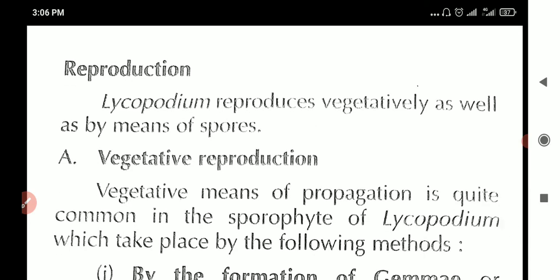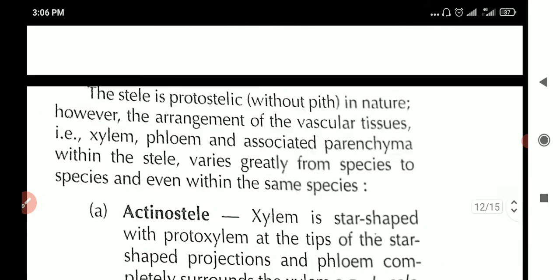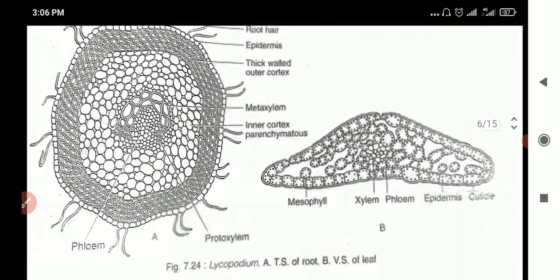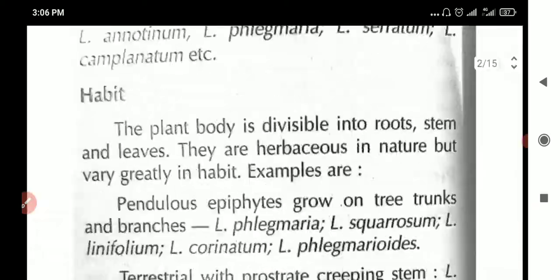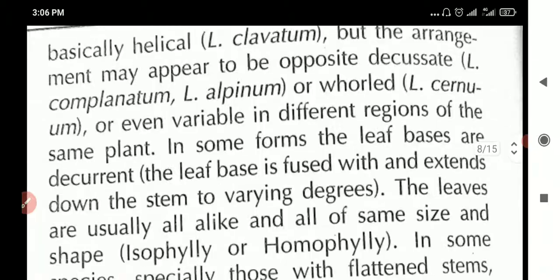Okay, so we are done with the sporophyte part. Now let's look at the reproduction part.